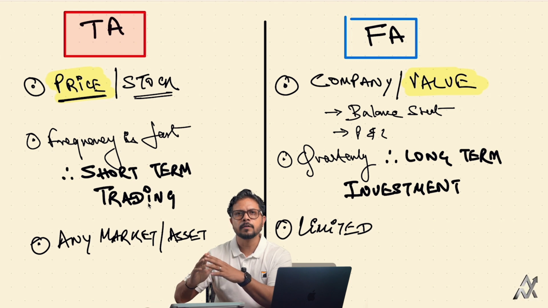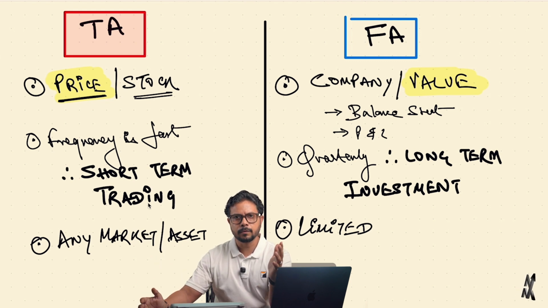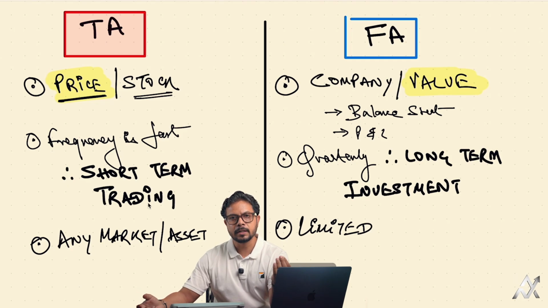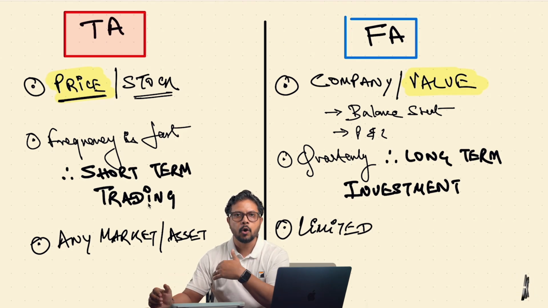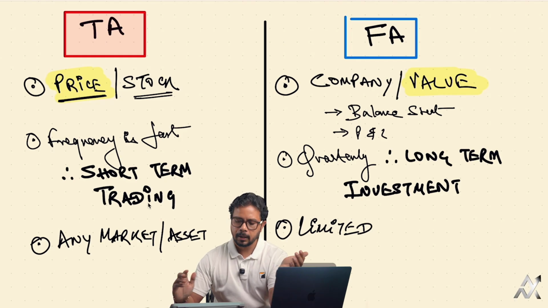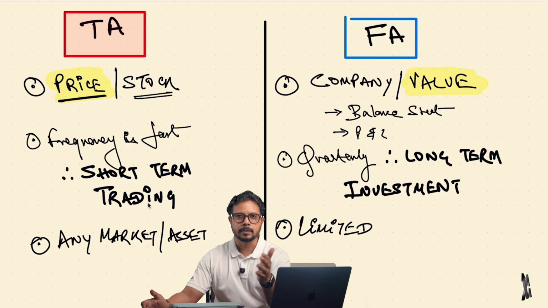And even if you think from an asset class point of view, it's very difficult to fundamentally figure out what's happening in cryptos, the fundamentals of commodities like gold and crude, and the fundamentals of, let's say, currencies like the Swiss franc or the yen or the euro. So it is limited. For a fundamental analyst, it's not that easy to analyze all different asset classes using fundamentals. On the other hand, for a technical analyst, it's just charts.